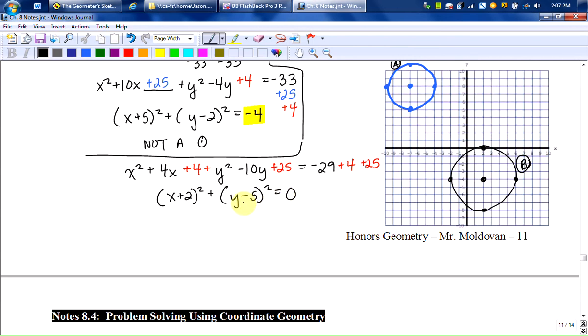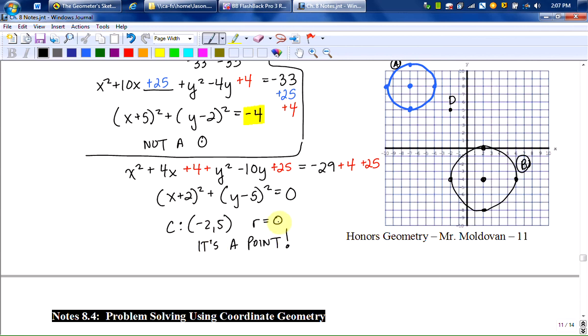This one, what ends up happening is I have a point or a center which is at (-2, 5), and I have a radius which is 0. So (-2, 5), and I'm not supposed to go out at all, and this is D. So what ends up happening is it's a point. A circle with no radius is a point.